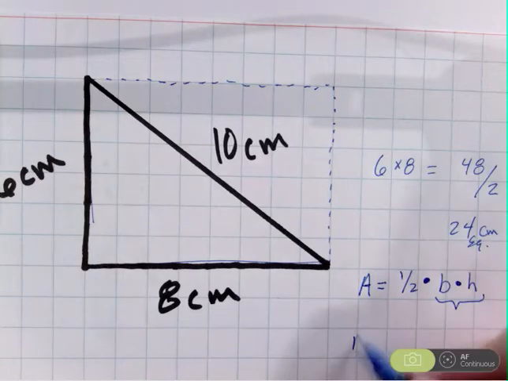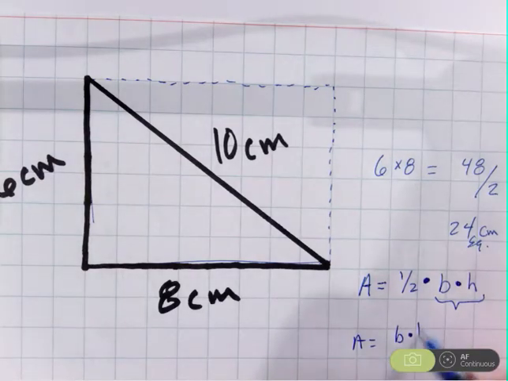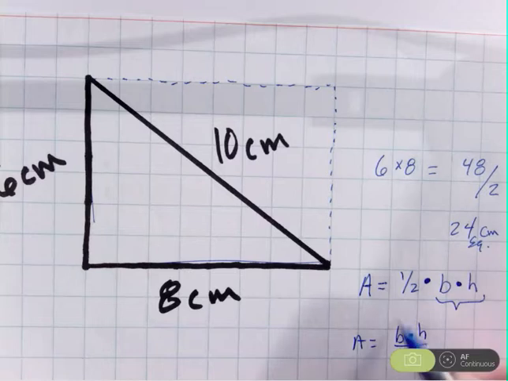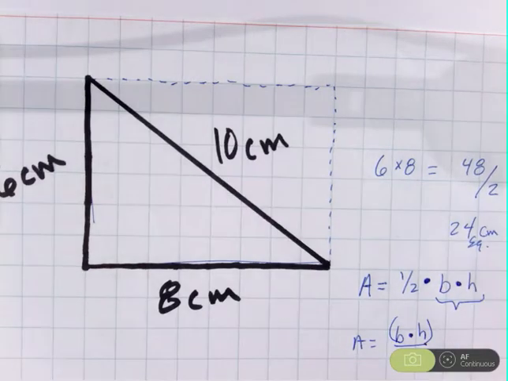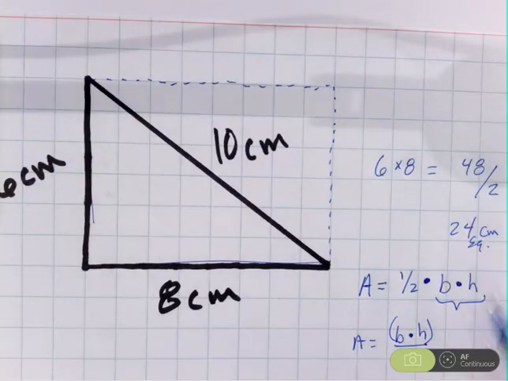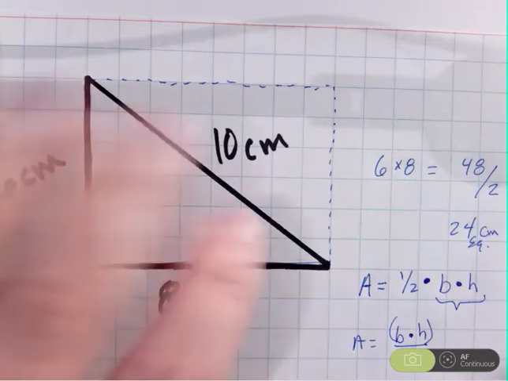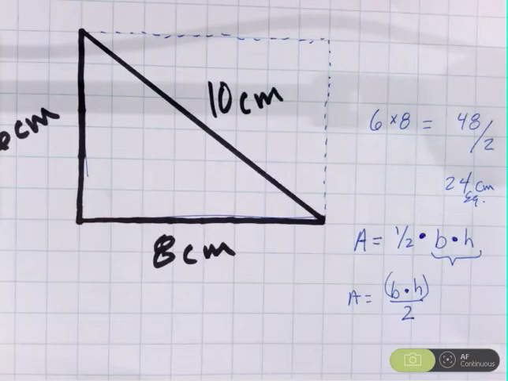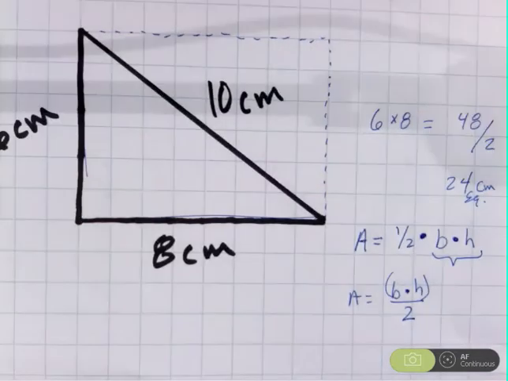You also see it written like this: base times height divided by 2. You have to do that first on top. Now, base times height divided by 2 is the same thing as half, right? Dividing by 2 is the same thing as multiplying by 1/2.